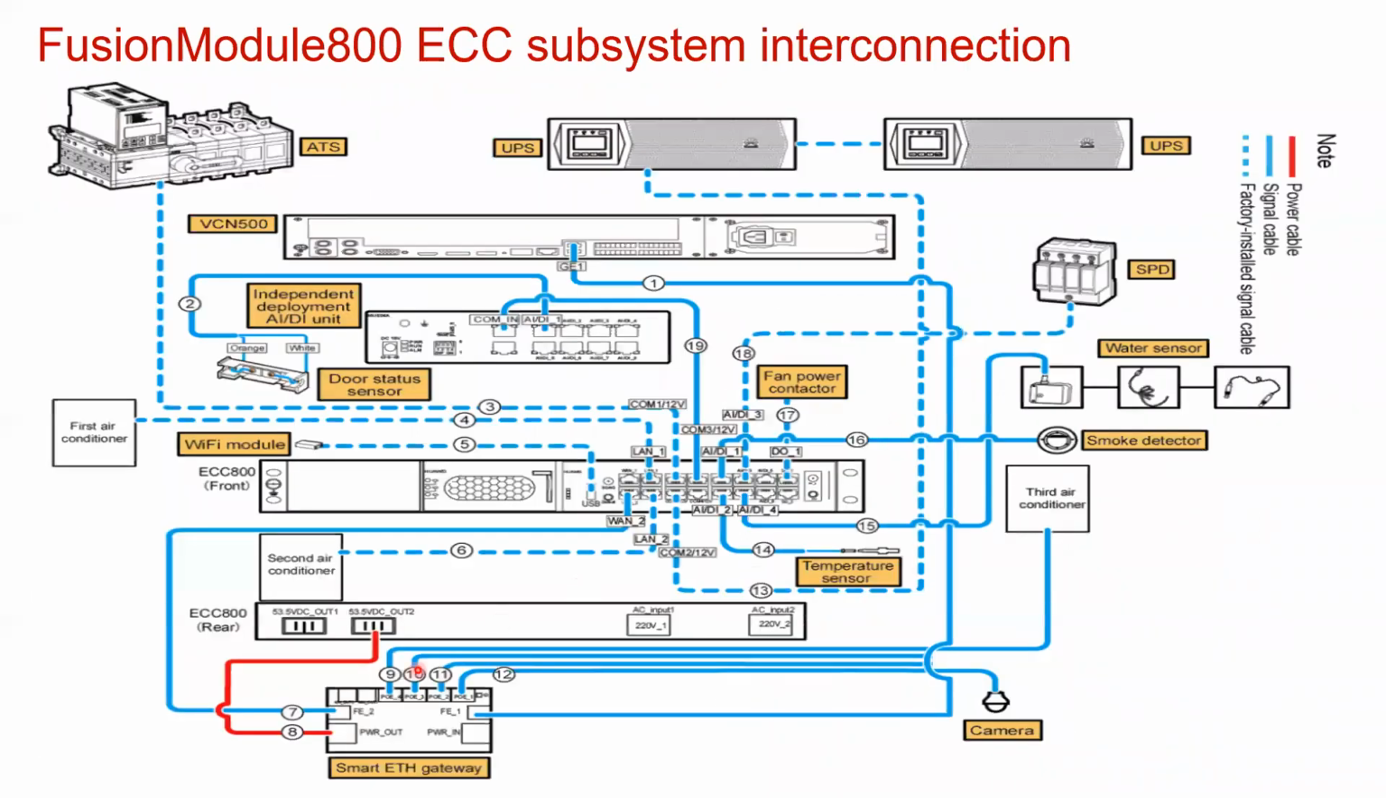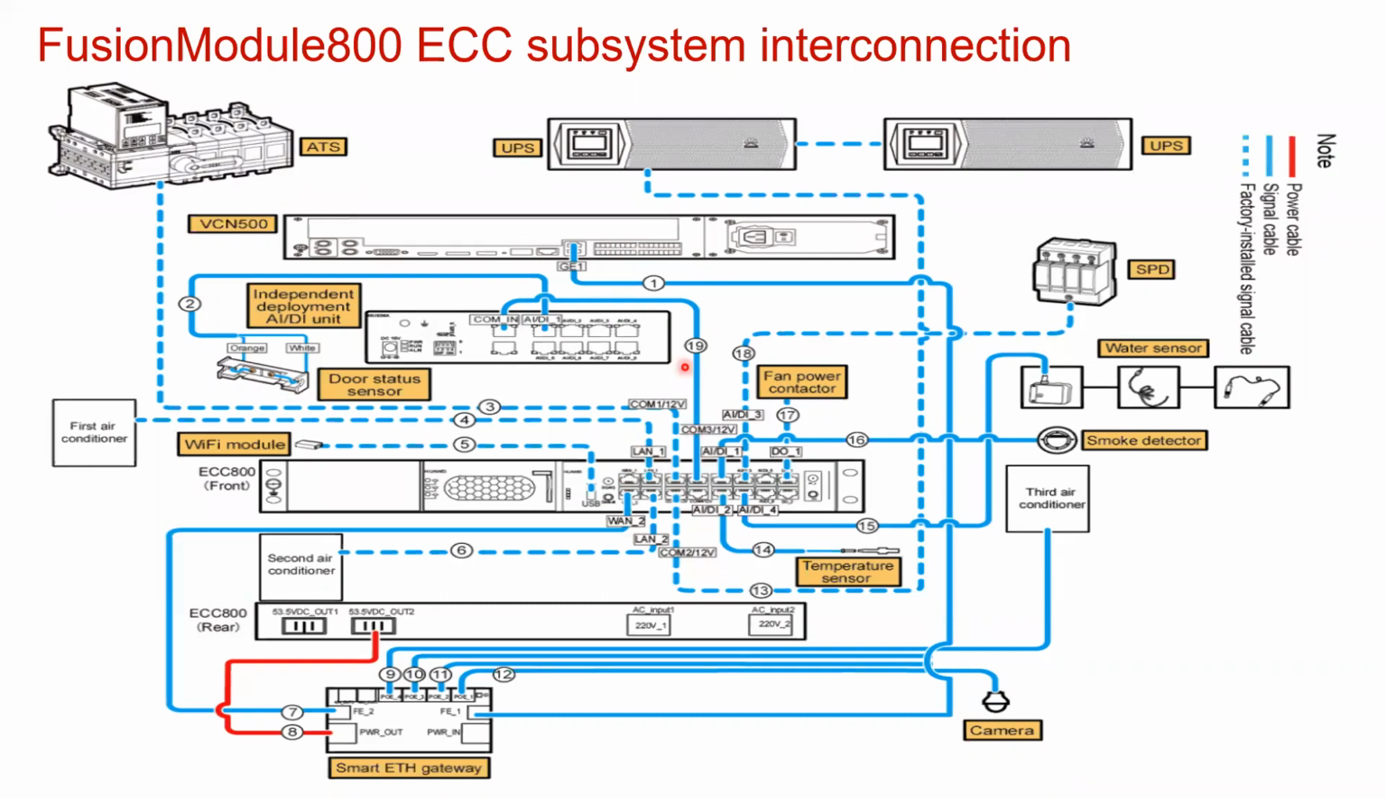Okay, so this is the integrated architecture, how the management signal is working within this system. So the ECC 800 has the input connections. You can see the dotted line is connected to the ATS, the air conditioners, all the connected equipment, UPS 1, UPS 2. So you can see here all the inputs I'm getting on the ECC via this dotted line.